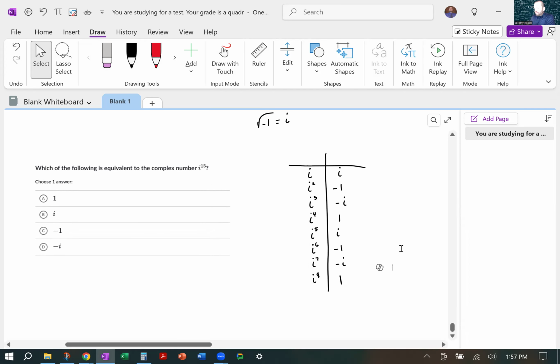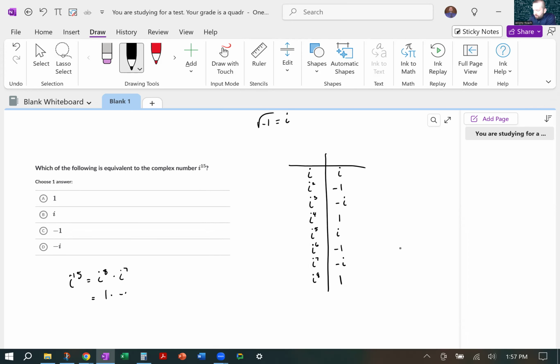So i to the 15th is i to the 8th times i to the 7th, or 1 times negative i, which is negative i.